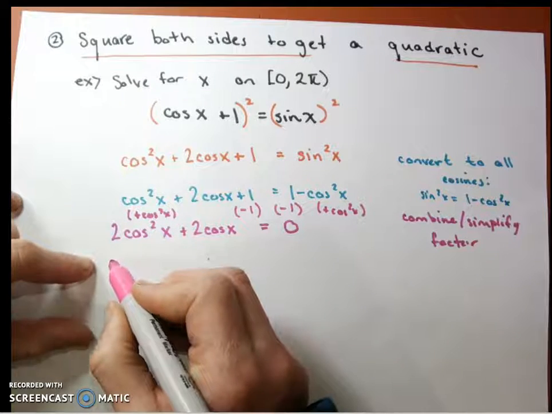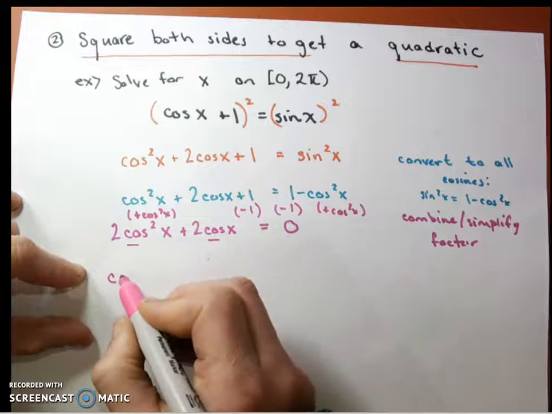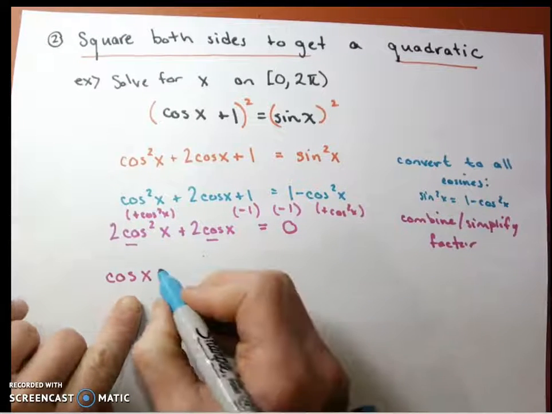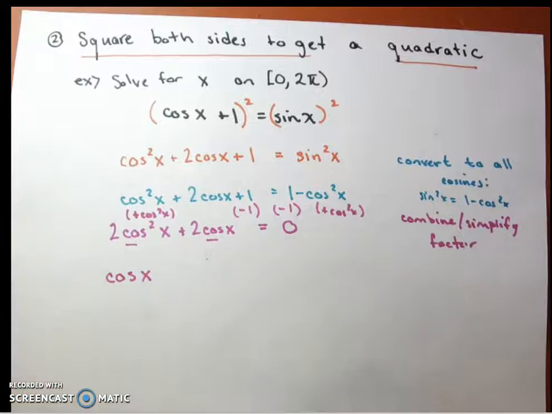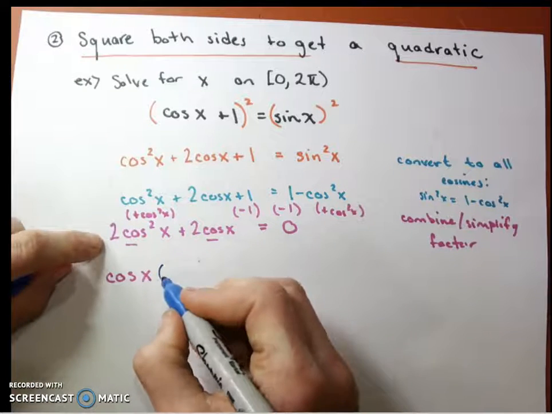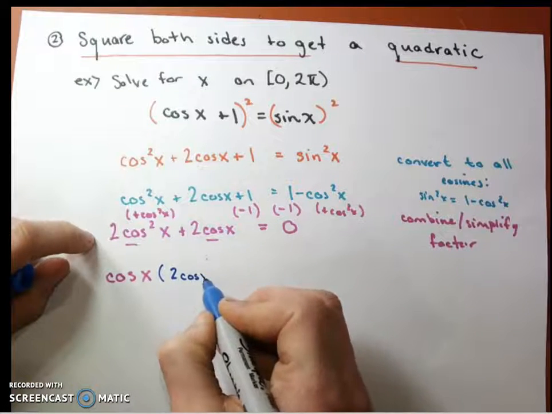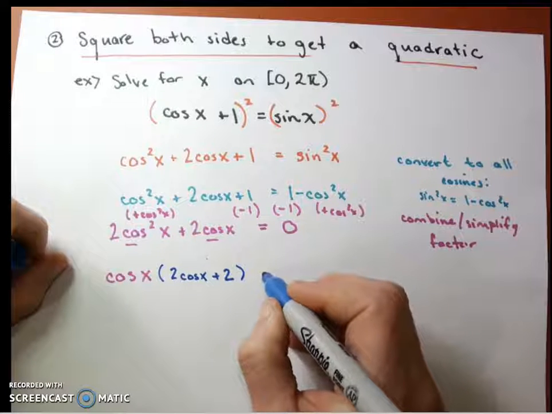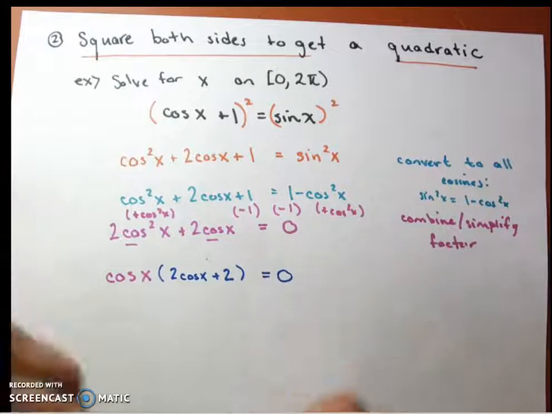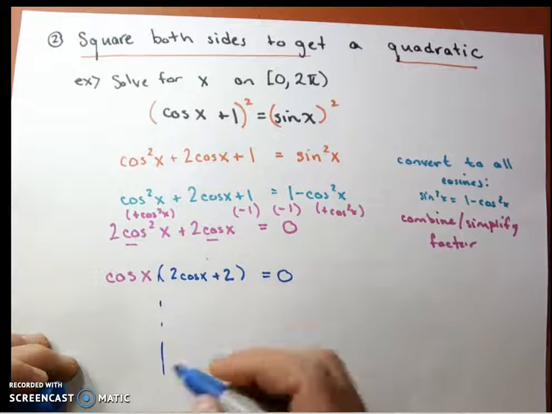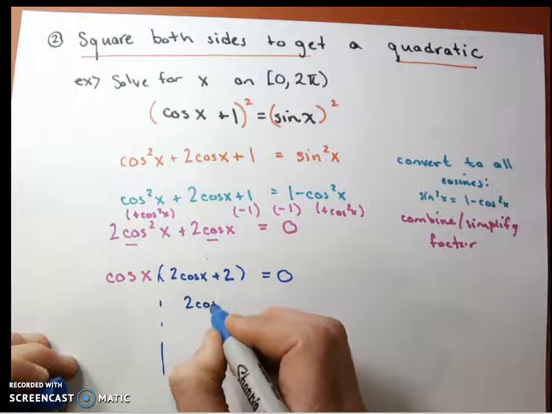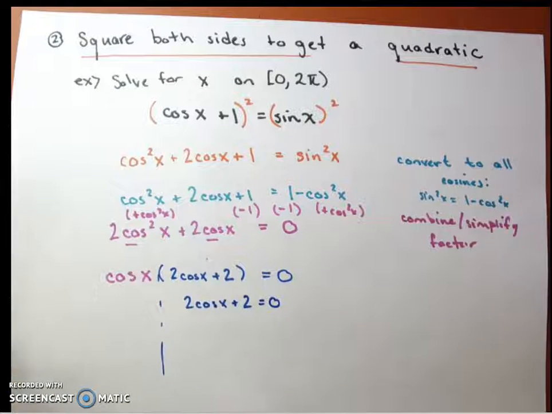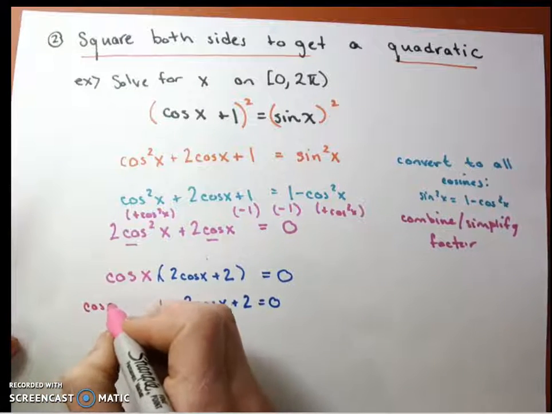Okay, so now I factor. Each term has a cosine in it. So when I pull cosine x out of the first term, I get cosine x, and then what I'm left with is 2 cosine x from the first term plus 2 from the second term, and this is equal to 0. So now I get my two equations: 2 cosine x plus 2 equals 0, and cosine x equals 0.